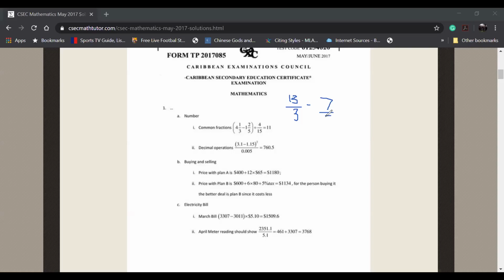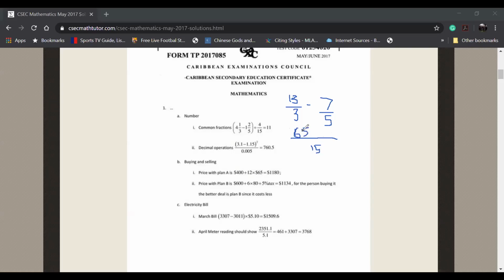Over 5. LCM in this case would be 15. And you would say 3 into 15, 5 times, 5 times 13, times 5, 5 times 15, which would be 65.